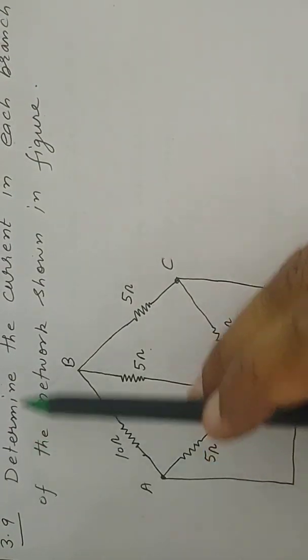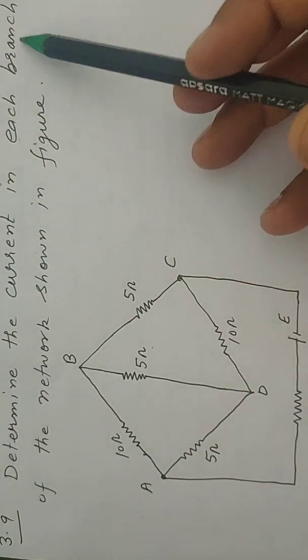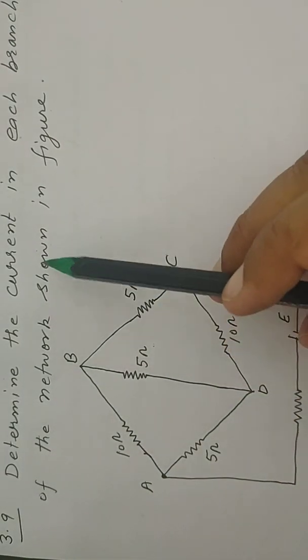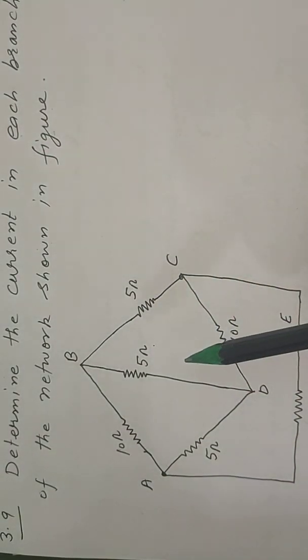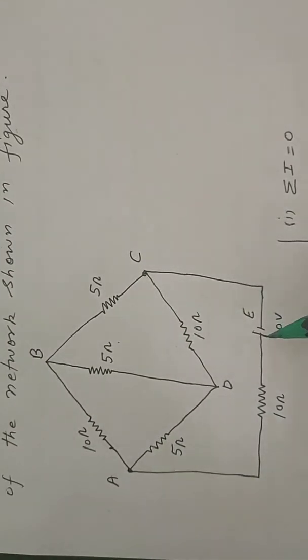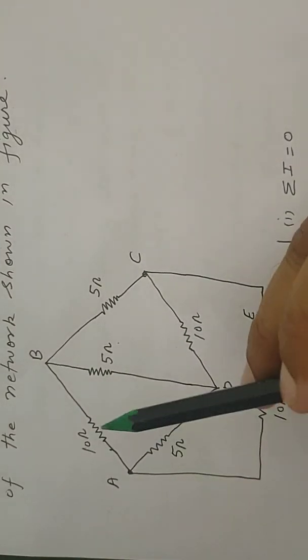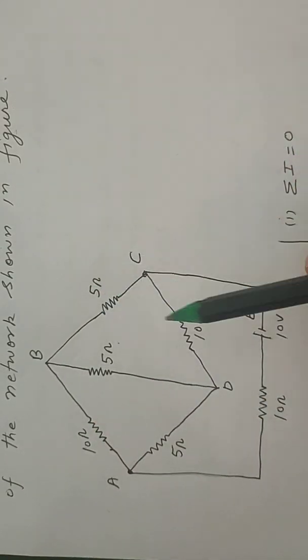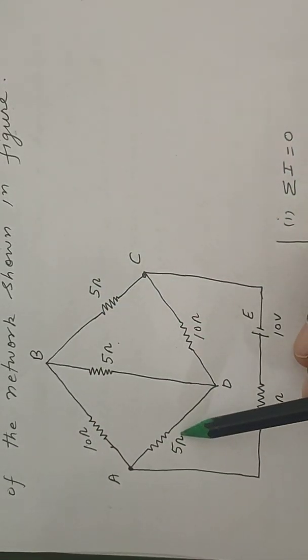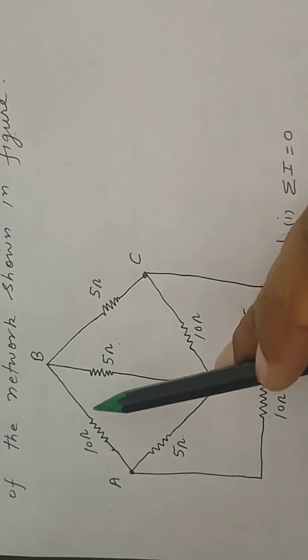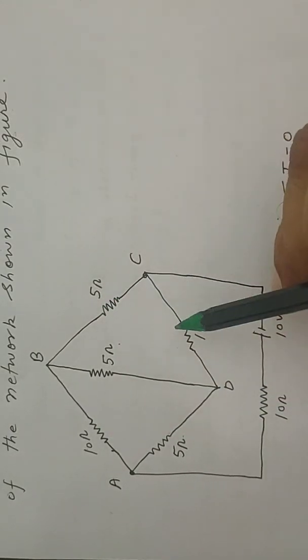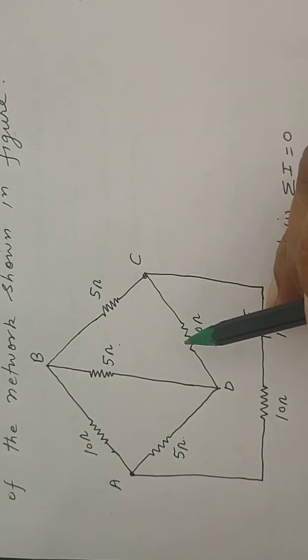3.9 Determine the current in each branch of the network shown in figure. So this is the network. Here we have a cell of 10 volt and four resistances: 10 ohm, 5 ohm, 10 ohm, 5 ohm. First of all, we see whether these four resistances form the balanced Wheatstone bridge or not.